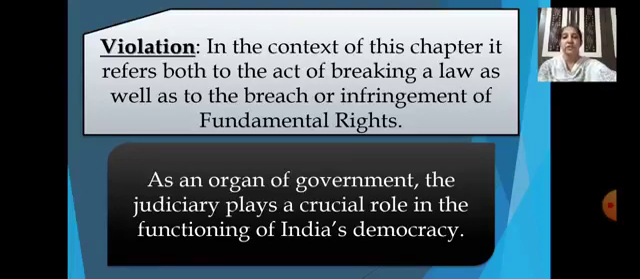Now, what is the meaning of violation? This meaning of violation is given in your textbook, also in the glossary, and I have always told you to go through the glossary in political science, right? The meaning of violation, in the context of this chapter, refers both to the act of breaking a law as well as to the breach and infringement of fundamental rights. As an organ of government, the judiciary plays a very important role in the functioning of India's democracy. It can play this role only because it is independent.